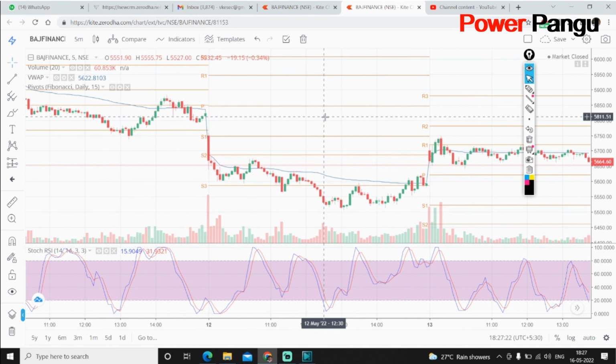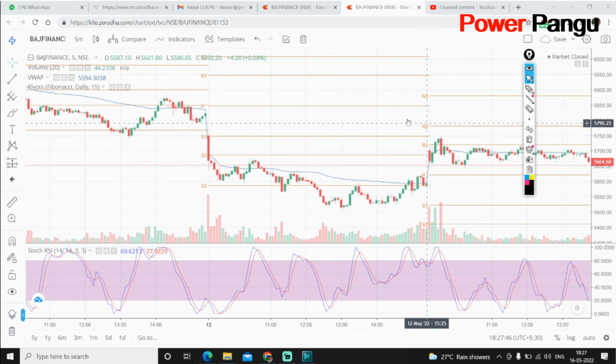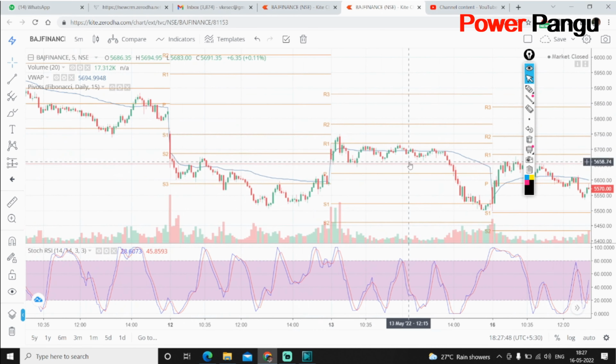Above the VWAP, buy. If the stochastic RSI is also giving some confirmation, you can go long. And if it's closing below VWAP, or above VWAP and P1, R1, R2, based on the lines, you can take entry. So the target will be the next line. If it crosses below, we can expect the next line as the target. So you can check it on any stock. Mostly try stocks with good volatility so that the target can be hit easily.